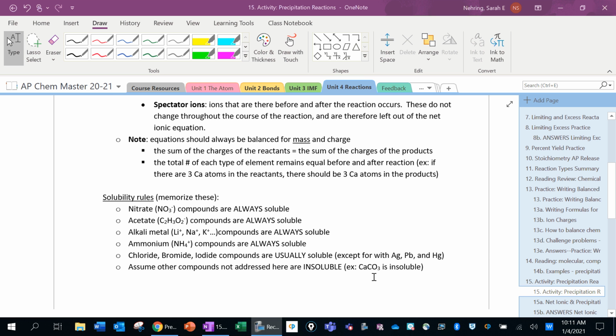So for example, calcium carbonate: calcium is not on my list of soluble things. Carbonate is not on my list of soluble things. Therefore, I will assume calcium carbonate is not soluble.